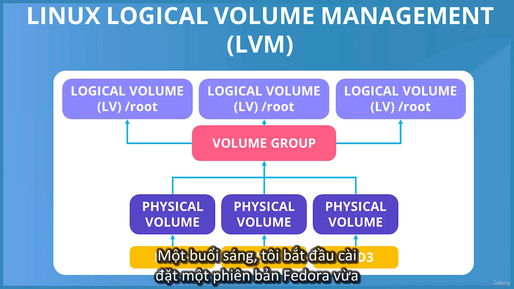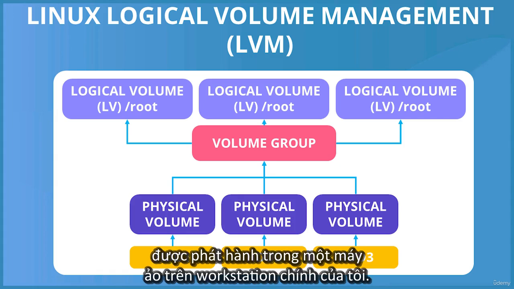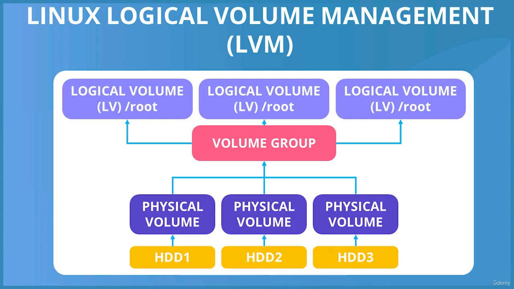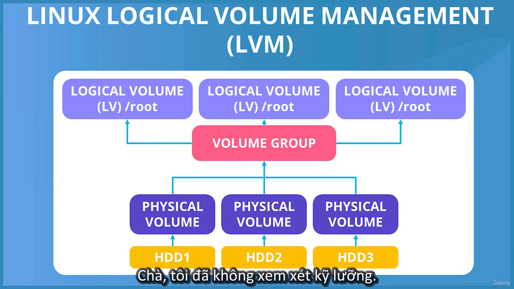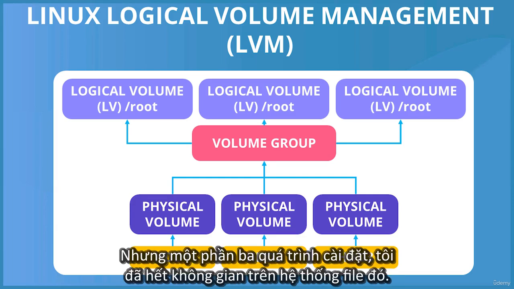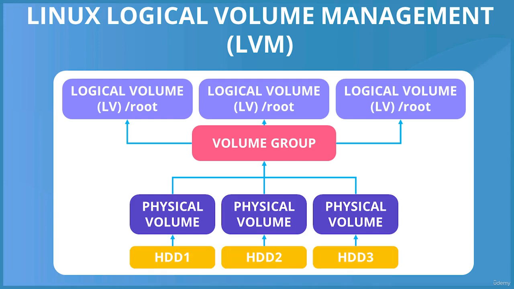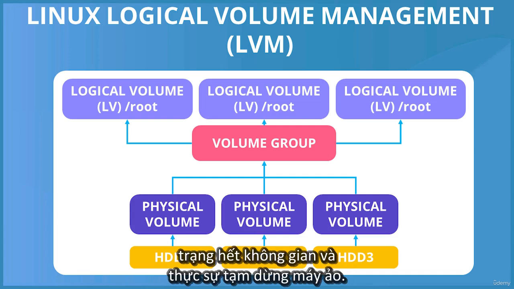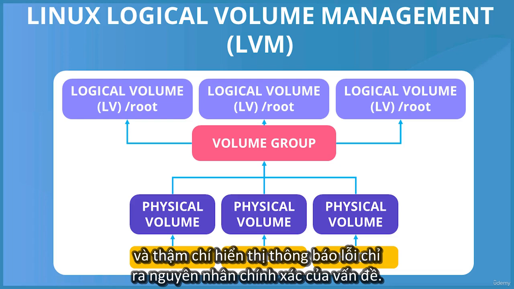A couple of years ago, one morning, I started installing a newly released version of Fedora in a virtual machine on my primary workstation. I thought that I had enough disk space allocated to the host file system where the VM was being installed. Well, I didn't look carefully enough. Turns out I didn't. About a third of the way through the installation, I ran out of space on that file system. But fortunately, VirtualBox detected the out-of-space condition, paused the virtual machine, and even displayed an error message indicating the exact cause of the problem.